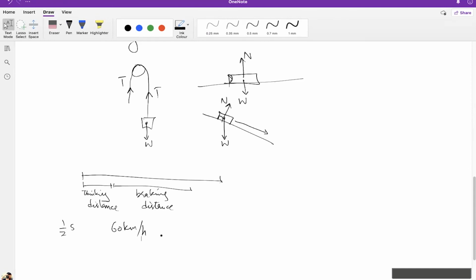Go on, calculate it. Half a second, Maheen. It's not half an hour. Who thinks for half an hour before they decide to apply a brake? Do they have driving schools in Sri Lanka?